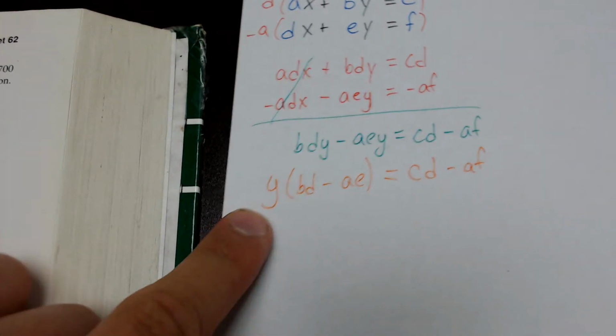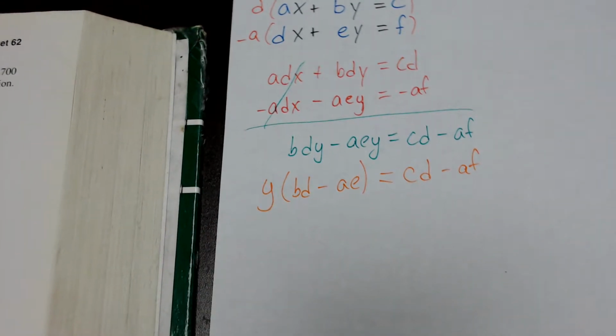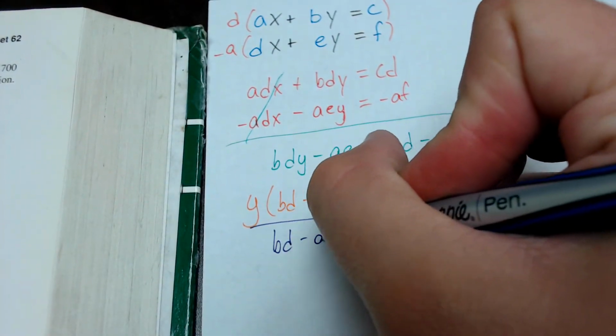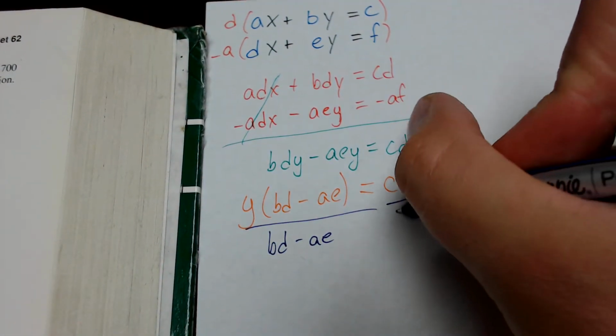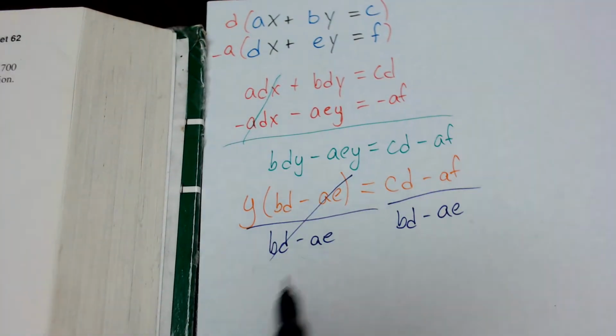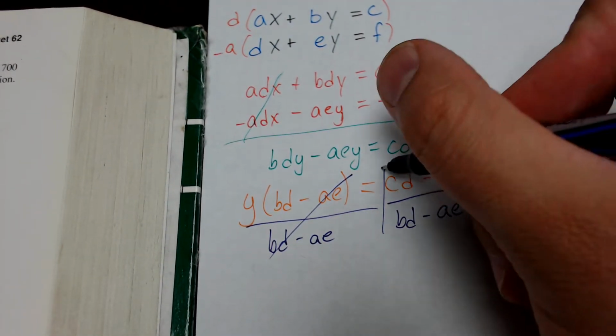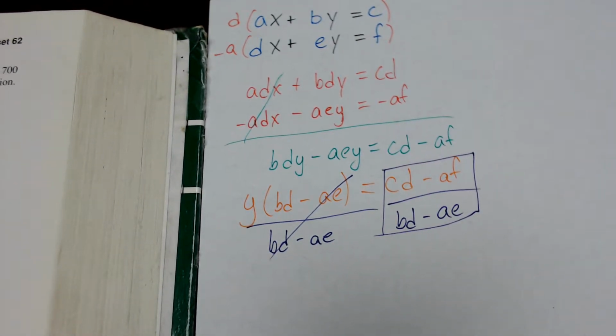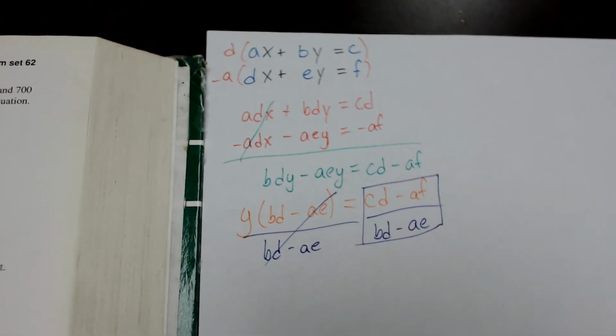From here, the last step to solve for y is to divide both sides by the coefficient of y, bd minus ae. Those cancel, and y is equal to cd minus af over bd minus ae. That's your answer. Our abstract coefficients can look a little funny.